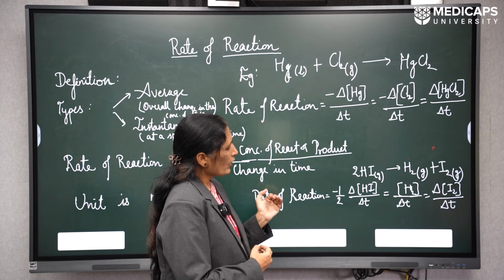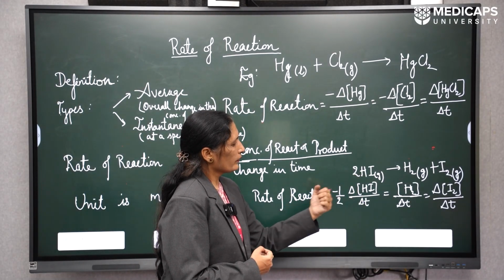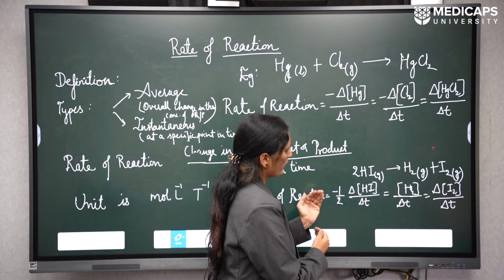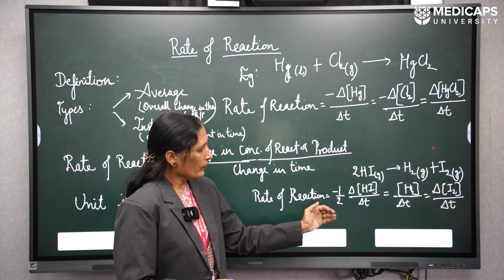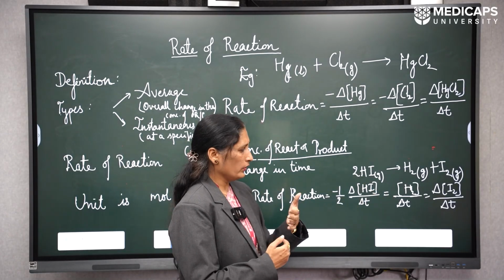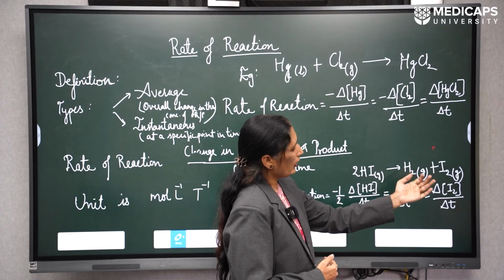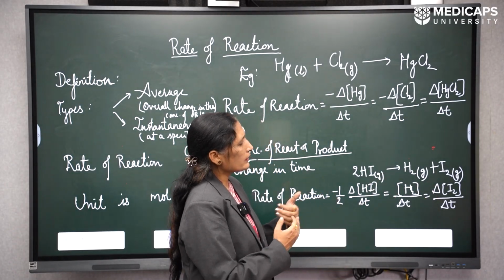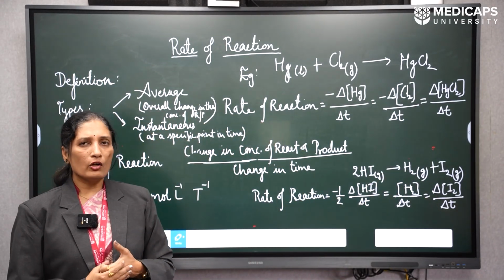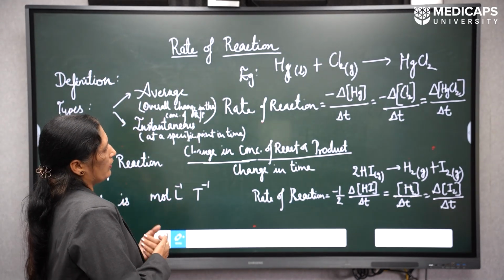Why the minus sign? Because minus indicates the reactants. Now it is minus half delta HI upon delta t. Then it is equal to delta H2 divided by delta t, which is equal to delta I2 upon delta t, since hydrogen is our product. So this is the second example. In this way the rate of reaction can be expressed. More examples can also be considered.